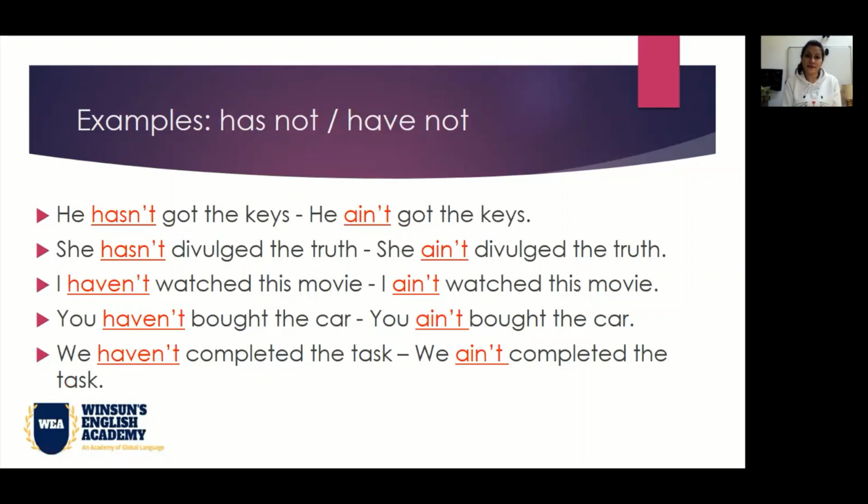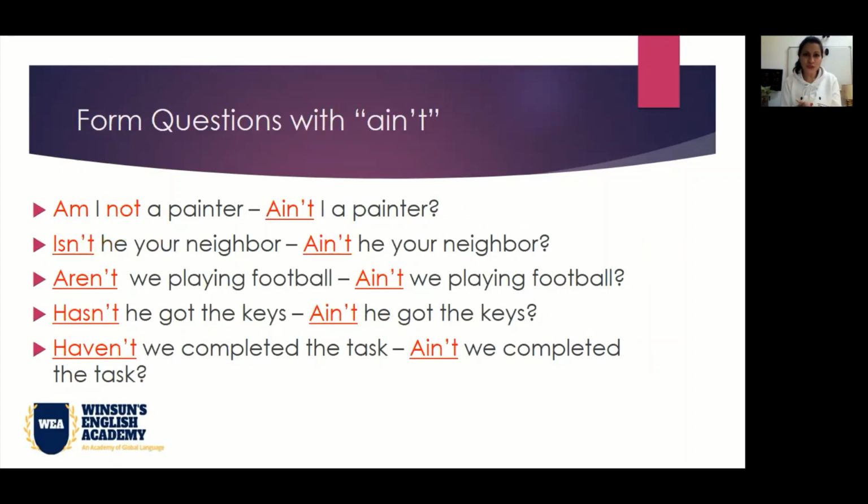Hasn't, haven't. So he hasn't got the keys. He ain't got the keys. She hasn't divulged the truth. She ain't divulged the truth. I haven't watched this movie. I ain't watched this movie. You haven't bought the car. You ain't bought the car. We haven't completed the task. We ain't completed the task. So hasn't and haven't are replaced. And what have we used? Ain't. Brilliant. Clear? Okay.